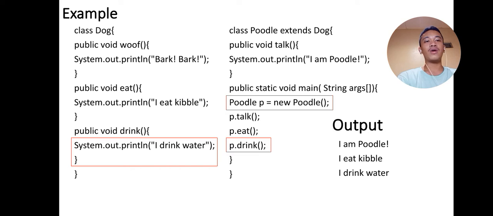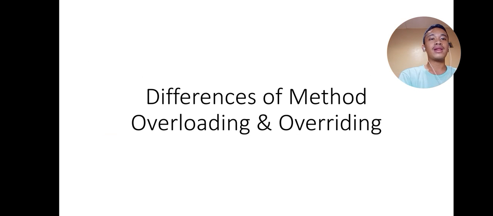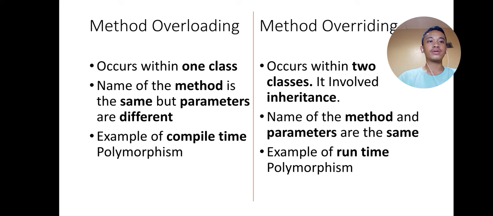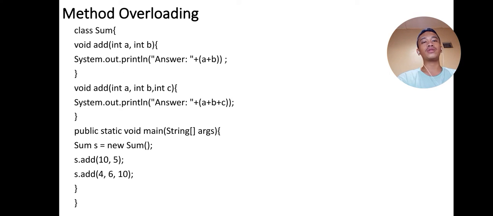So that ends our method overloading and method overriding. And now let's proceed to the difference of the two. When we say method overloading, it occurs within one class. And when we say method overriding, it occurs within two classes and involves inheritance. So let's go back to our example. It says that method overloading occurs in one class.